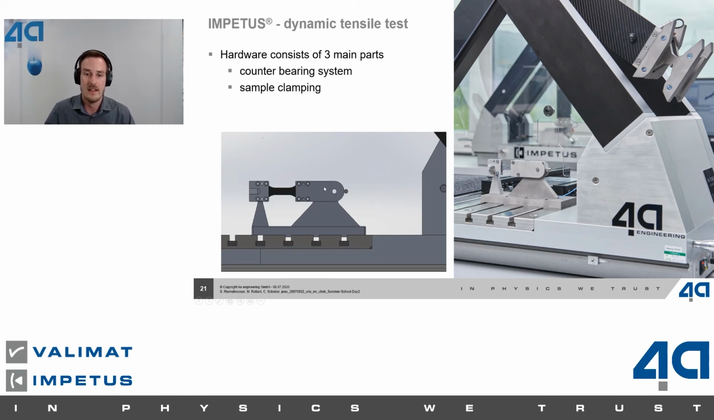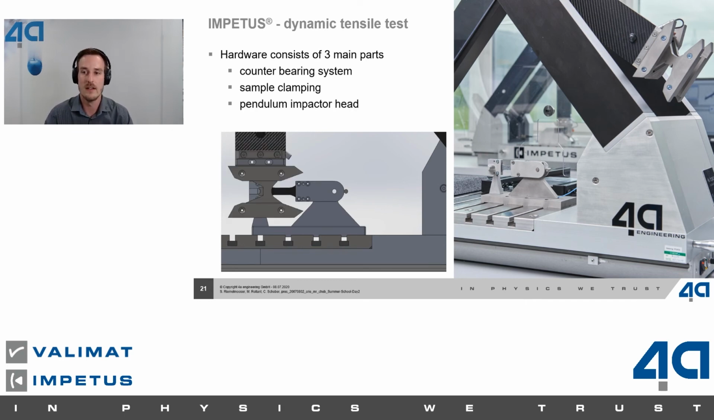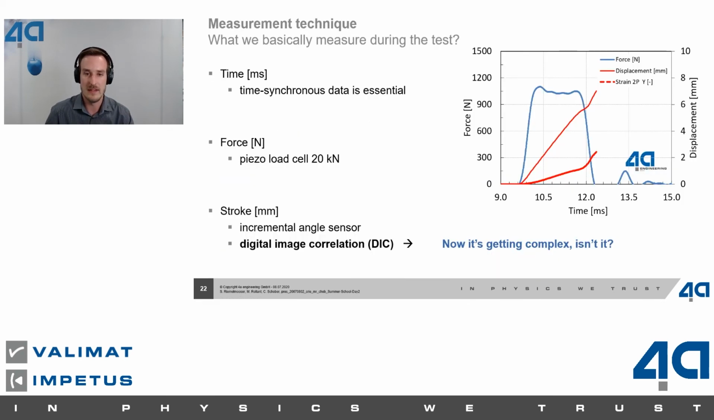We are using a really smart fixture of the test piece. We are connecting these jigs on the test piece just to really fast hang in the sample in our counter-bearing system. So we are able to perform high and low temperature tests also in our dynamic tensile test. Of course, the third part is the pendulum impact head, as you can see here. So it's easy to operate.